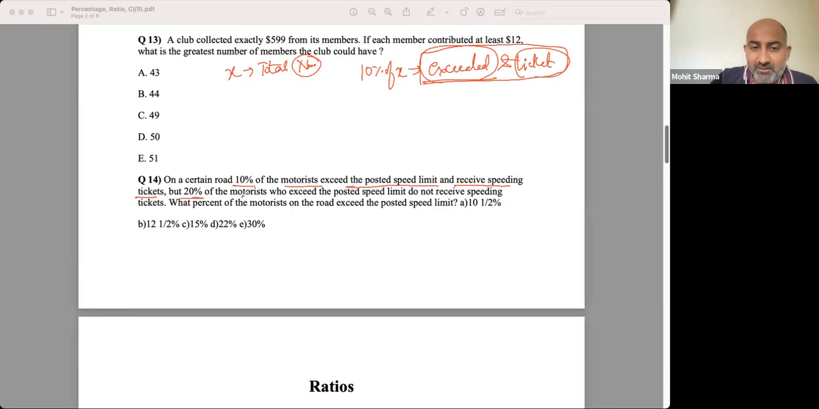But 20% of the motorists who exceed the posted speed limit do not receive speeding tickets. So let's say Y is the number of motorists who exceeded the speed limit.